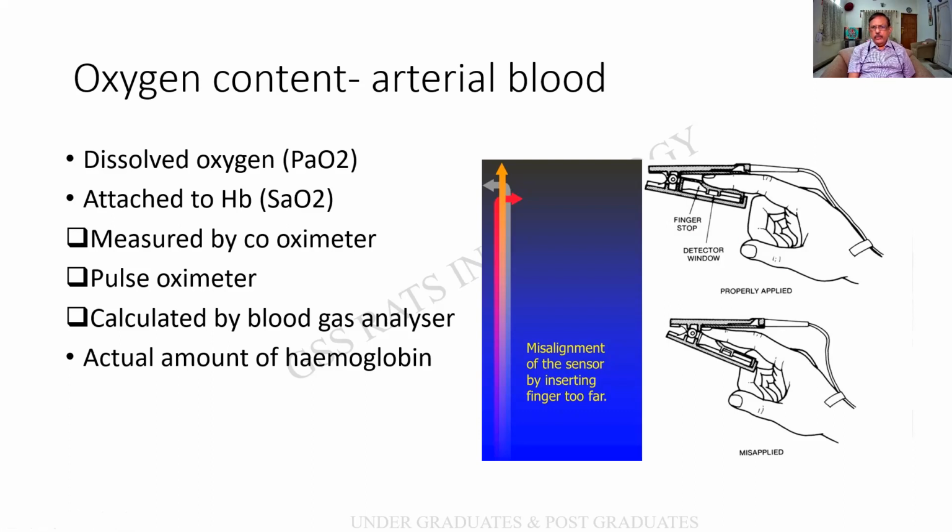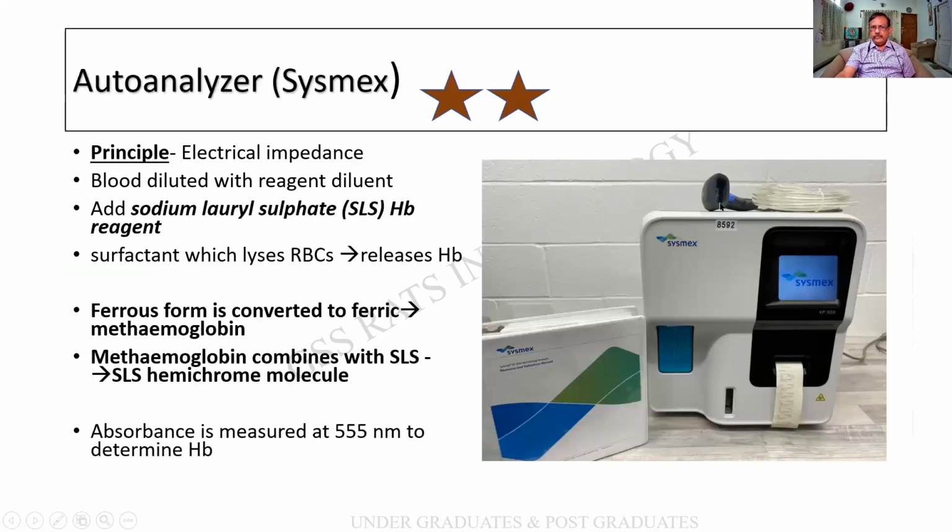Actual amount of hemoglobin can be measured. Mainly it is used for the arterial blood. And there are different methods over here. Sometimes you find that even the insertion of the finger is not proper, and the reading can be wrong. Here it is too much inside. Therefore, the electrode will not be able to take a proper reading of it, and there will be a sensor which misreads it.